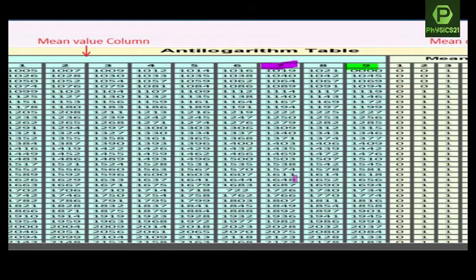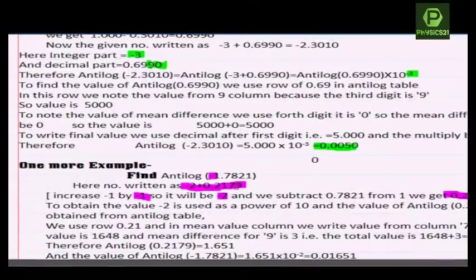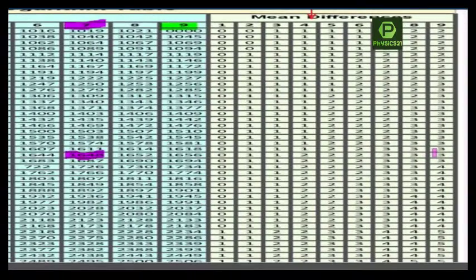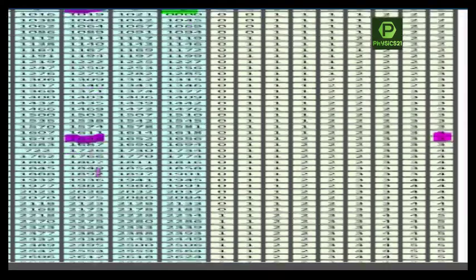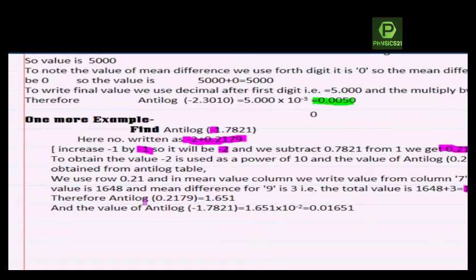Now to obtain the mean difference, we will use the fourth digit. Here the fourth digit is 9, so the mean difference for 9 is 3. Now the total value will be the sum of 1648 and 3, so it is 1651. So the value of antilog 0.2179 is 1.651, because we use decimal after one digit.